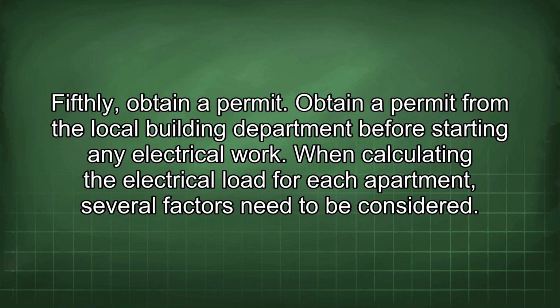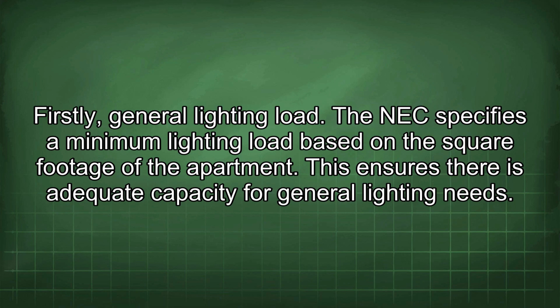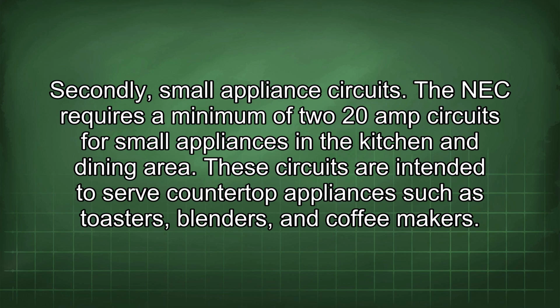When calculating the electrical load for each apartment, several factors need to be considered. Firstly, general lighting load. The NEC specifies a minimum lighting load based on the square footage of the apartment. This ensures there is adequate capacity for general lighting needs. Secondly, small appliance circuits. The NEC requires a minimum of two 20 amp circuits for small appliances in the kitchen and dining area. These circuits are intended to serve countertop appliances such as toasters, blenders, and coffee makers.